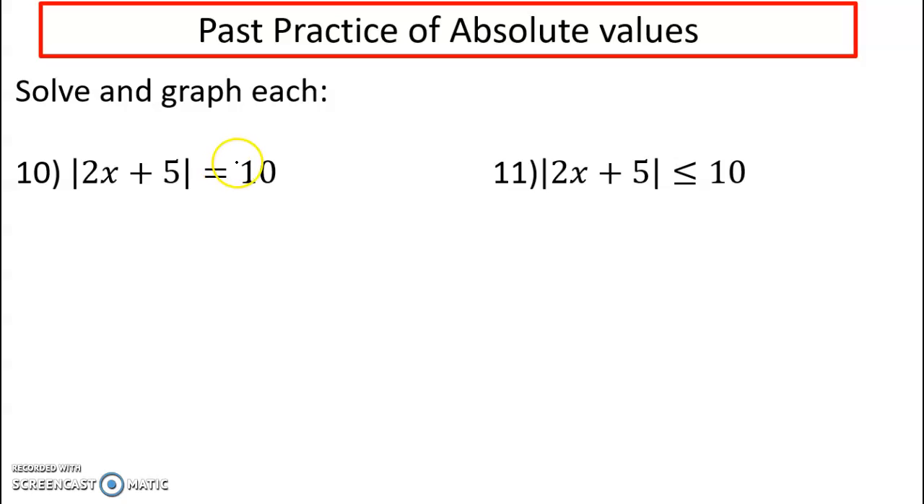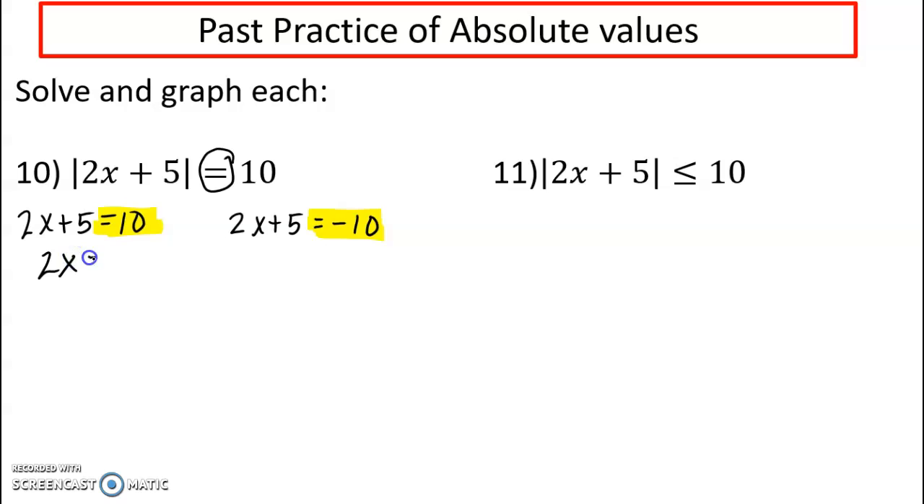So now I have an equation. I like equations because we're more familiar with them. So I set what's inside the absolute value bars equal to +10. And then I set what's inside the absolute value bars equal to -10. This is the one that everybody gets. This is the one that's easily forgotten.